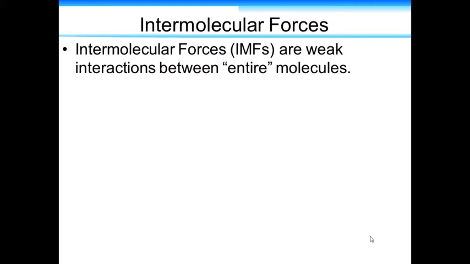So, when you have these partial charges, what do we know about electrical charges that are opposite, say negative and positive? Well, they attract. So if you have these molecules that have partial negative and positive charges on them, they attract other molecules with positive and negative charges. The attractions between entire molecules, not within the molecule, is known as intermolecular force, abbreviated IMF.